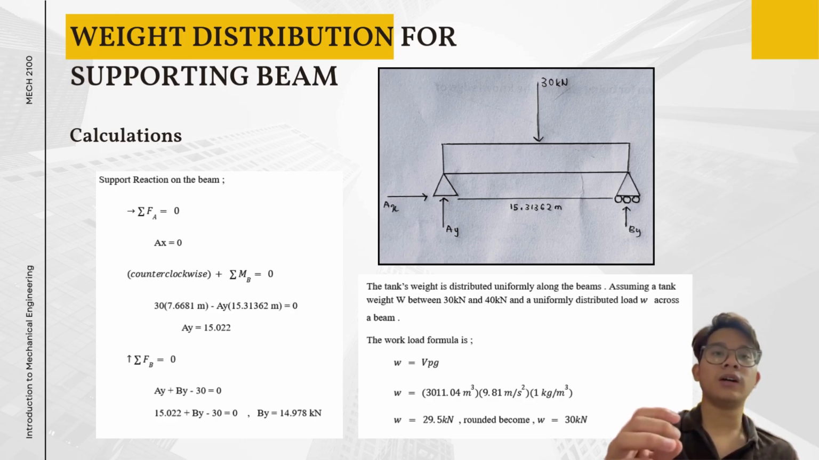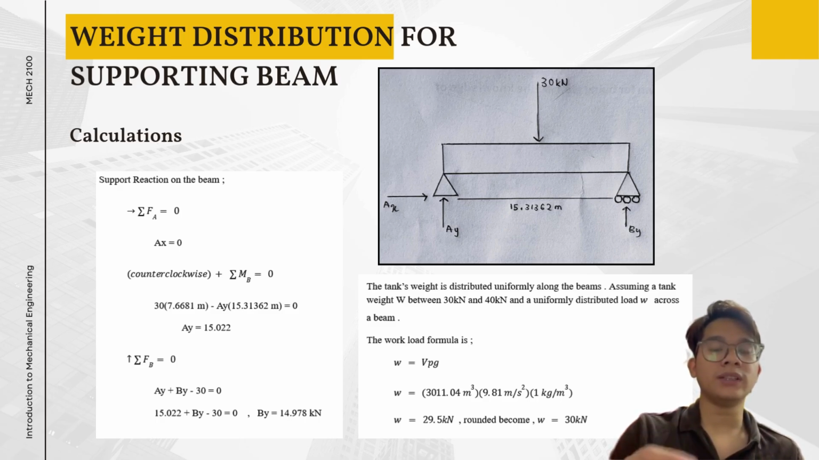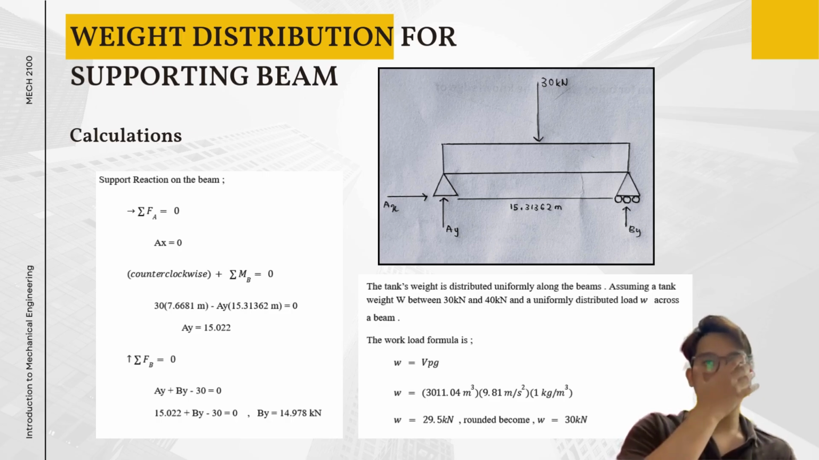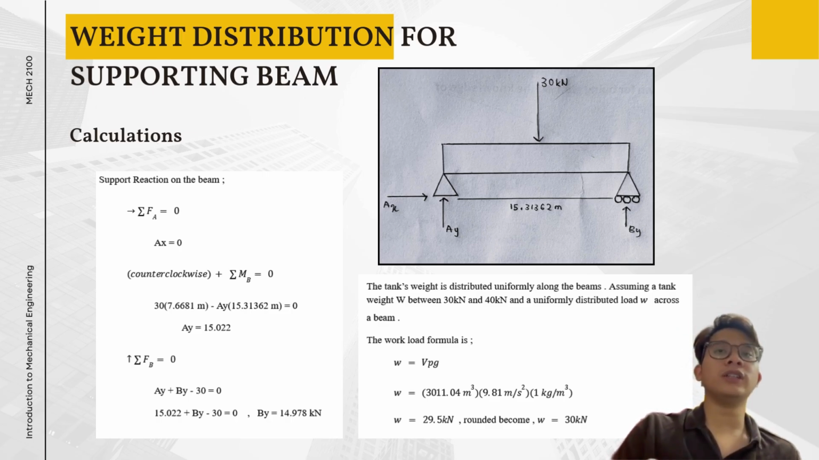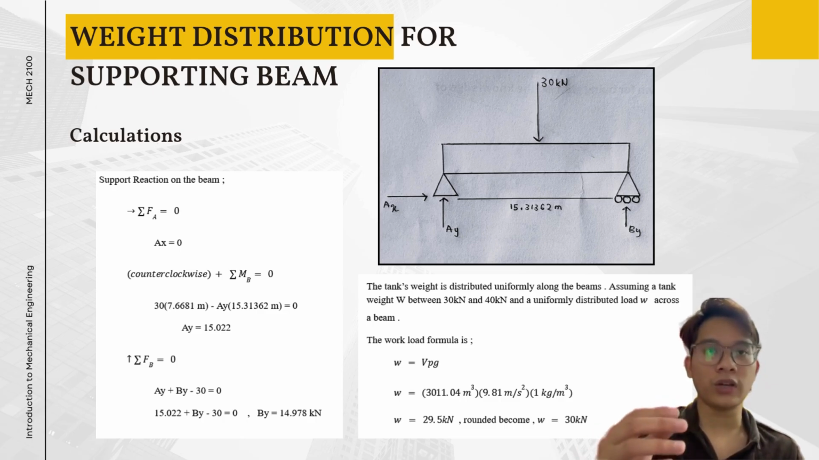The moment force formula is force times length. So we sum up the moment force equal to 0. The calculation is 30 times 7.6681 meter minus AY times 15.31362 meter equal to 0. We got AY equal to 15.0222 kilonewton. So at support A, the horizontal force is AX equal to 0 and the vertical force AY is 15.022 kilonewton.